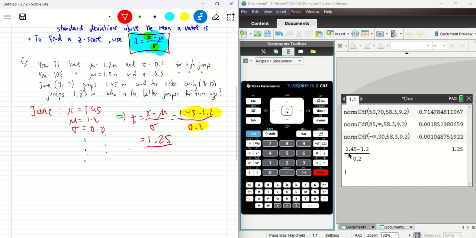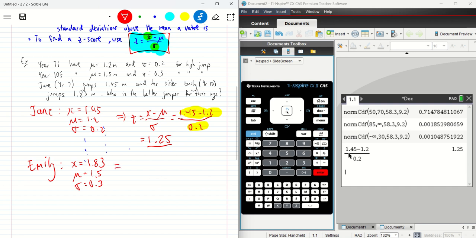That gives her a Z score, a generalized, standardized score, that we say to her: well done, you're 1.25 standard deviations above the average person. Now let's see how Emily goes with the same test. Remember, we're comparing her against year 10s. So her X score, how high did she jump? She jumped 1.83. And her average for her age group is 1.5, year 10s, and a standard deviation of 0.3 for her age group.